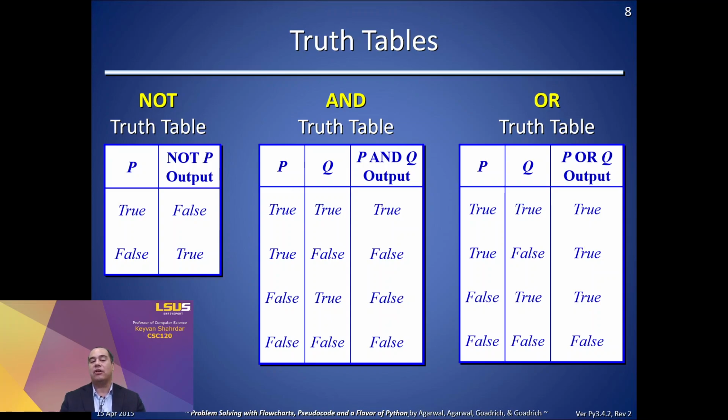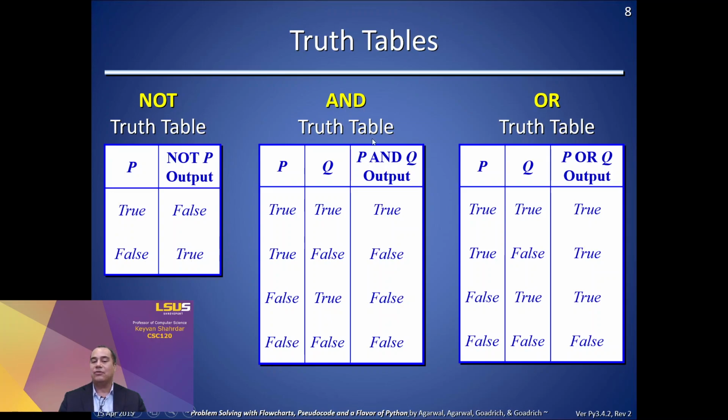So we have the not truth table. If you look at this here, it says P and the not P output. So if P is true, then not P is false. If P is false, then not P is true.